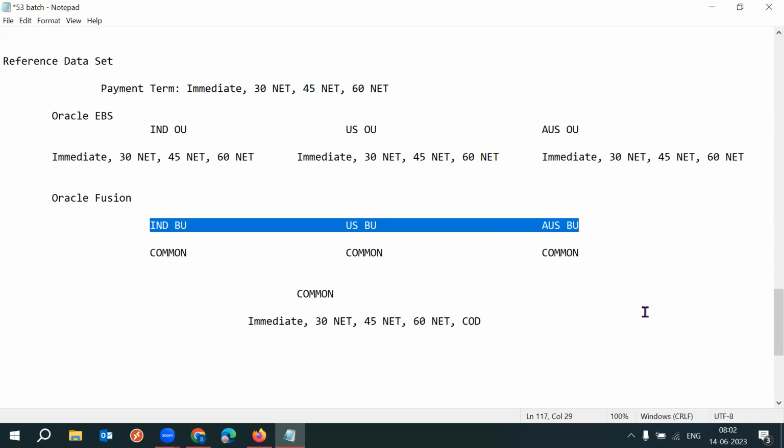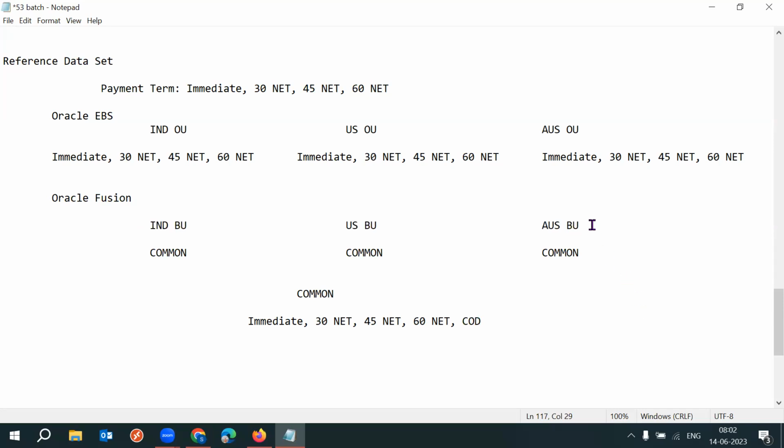So in future, suppose you start operations in another country also. It's very simple. Just assign this reference data set to that particular BU, and all the payment terms are automatically used there also.